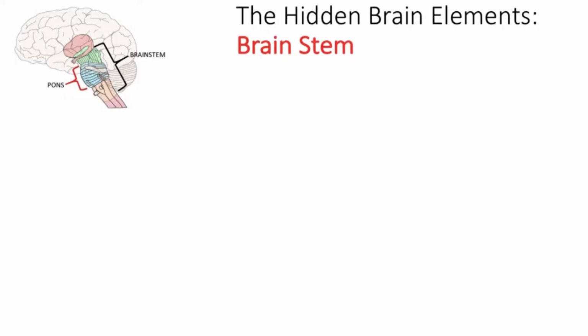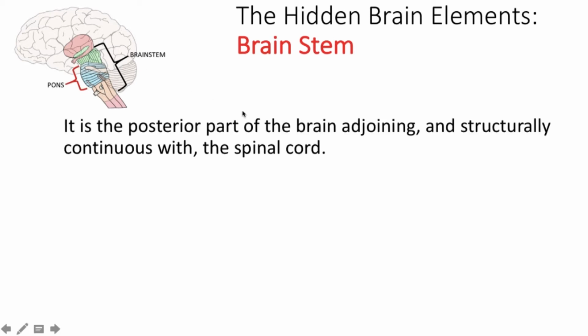If I look at the brainstem, we can see that this is the area that we are referring to, and a very important area here is the pons, and also the medulla oblongata is somewhere here, and the midbrain. So that's the part that we are talking about, which is basically the posterior, or the back side part of the brain, adjoining and structurally continuous with the spinal cord.